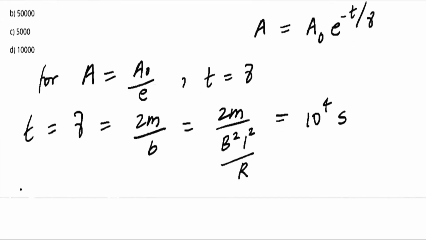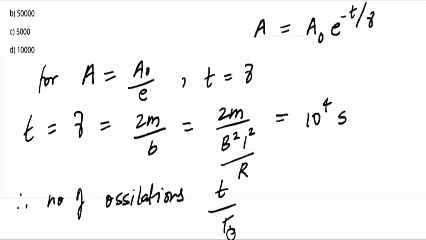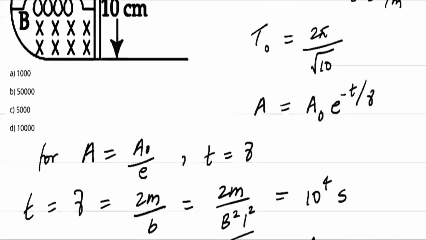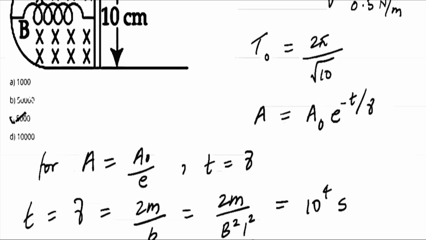So therefore I can find out the number of oscillations. Number of oscillations is t upon capital T naught, which is nothing but 10 raised to 4 upon 2 pi under root 10. This value is approximately equal to 5000. So 5000 is nothing but the number of oscillations. So the answer is option C.